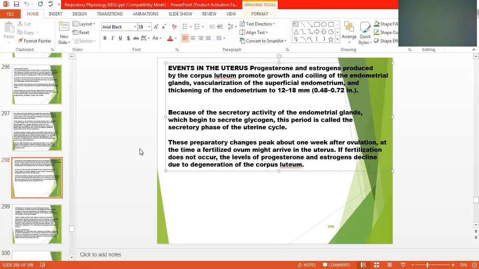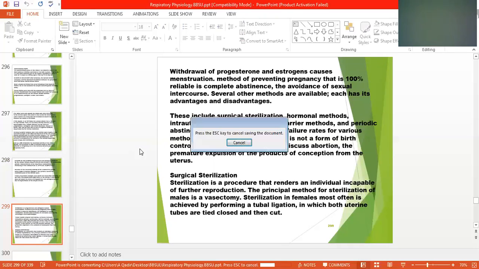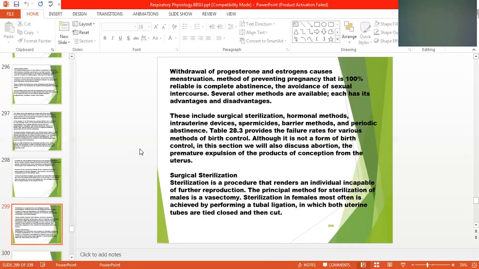At the time of fertilization, the ovum might arrive in the uterus. If fertilization does not occur, the levels of progesterone and estrogen decline due to degeneration of the corpus luteum. The withdrawal of progesterone and estrogen causes menstruation. The only method of preventing pregnancy that is 100% reliable is complete abstinence, the avoidance of sexual intercourse.